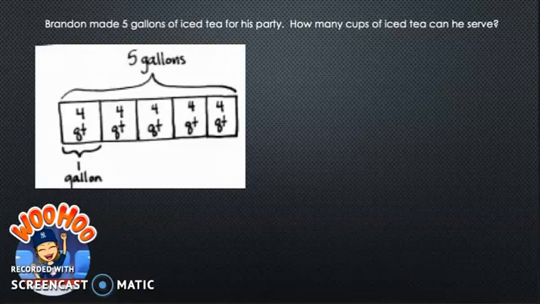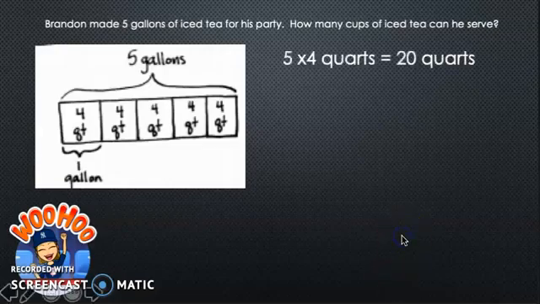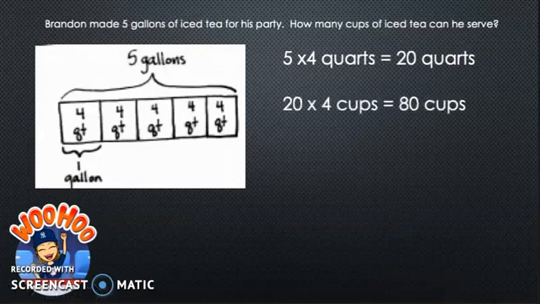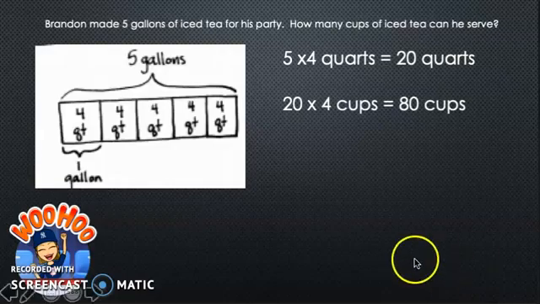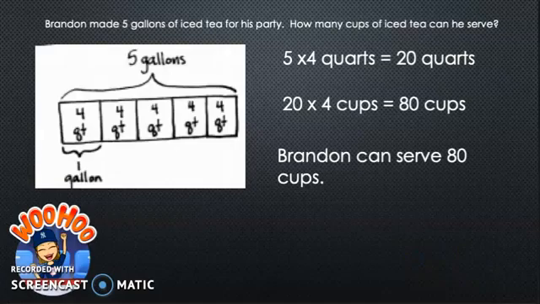I can find the number of quarts in the 5 gallons of tea by multiplying 5 times 4 because there are 4 quarts in 1 gallon. Then I can multiply the number of quarts by 4 to find the total number of cups. So Brandon can actually serve 80 cups with his 5 gallons of iced tea.